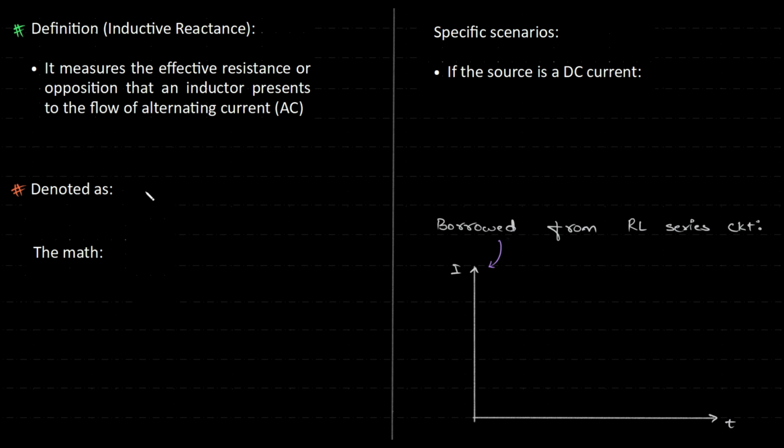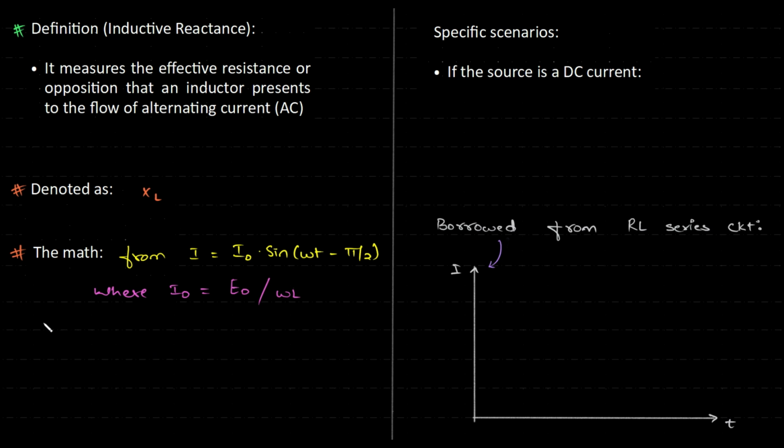Now, how do we represent it? XL. That's how we represent it. So mathematically, how does it look? Well, if you guys remember, we have an instantaneous current given by this particular expression when it comes to an inductor, where we substituted I naught as E naught by omega L. I used E naught in the last video, so let me stick to that.